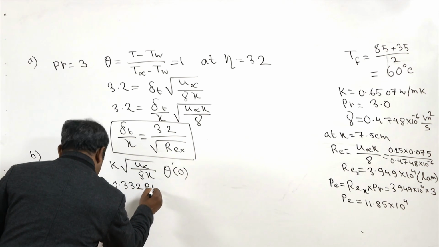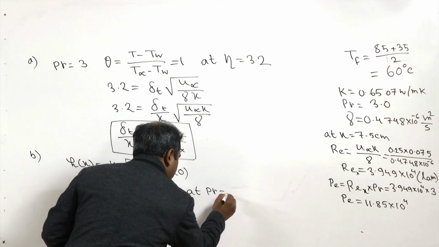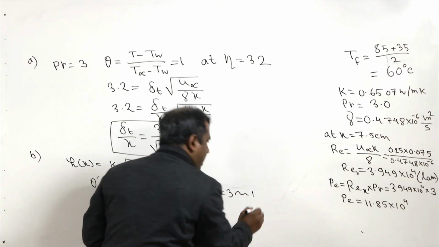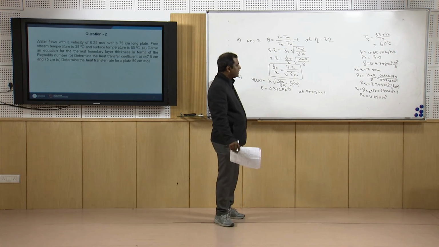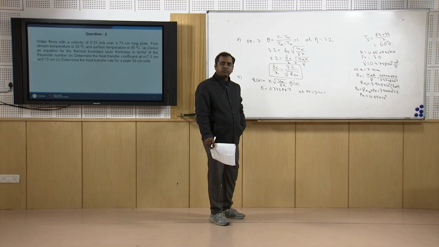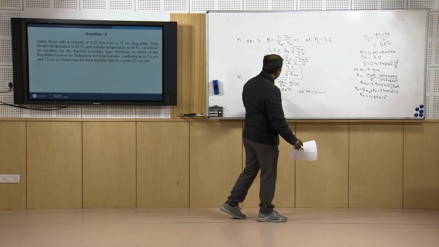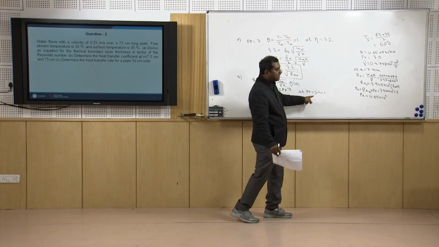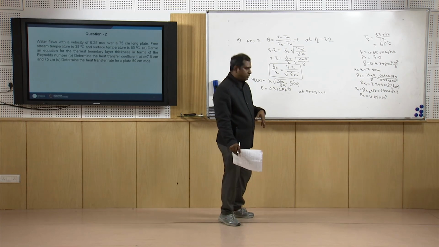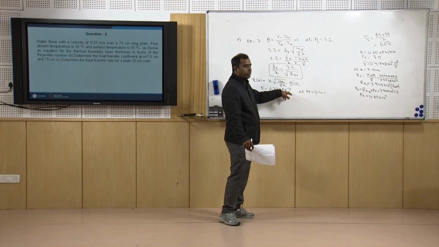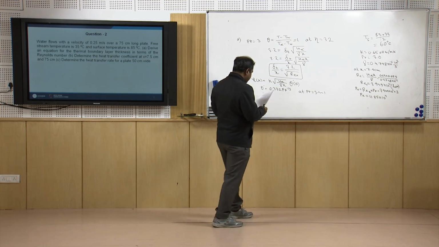We know theta dashed is 0.332 into Prandtl number to the power 1/3. We have seen three different cases: Prandtl number equal to 1, Prandtl number less than 1, and Prandtl number more than 1. We are taking the Prandtl number equals 1 zone, but as it is exactly not 1, it is 3, we are taking Prandtl number to the power 1/3, which we have seen for the higher Prandtl number zone. The constant we keep the same. So this is theta dash we have got.